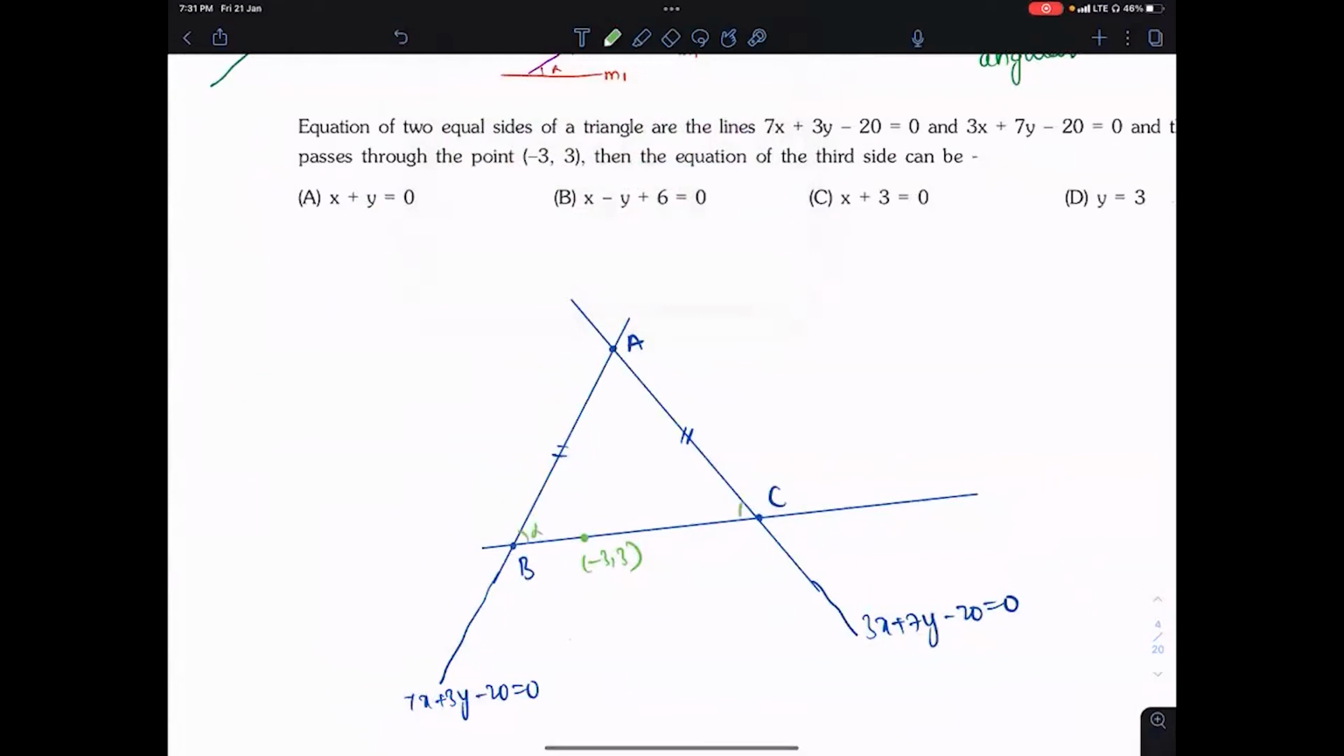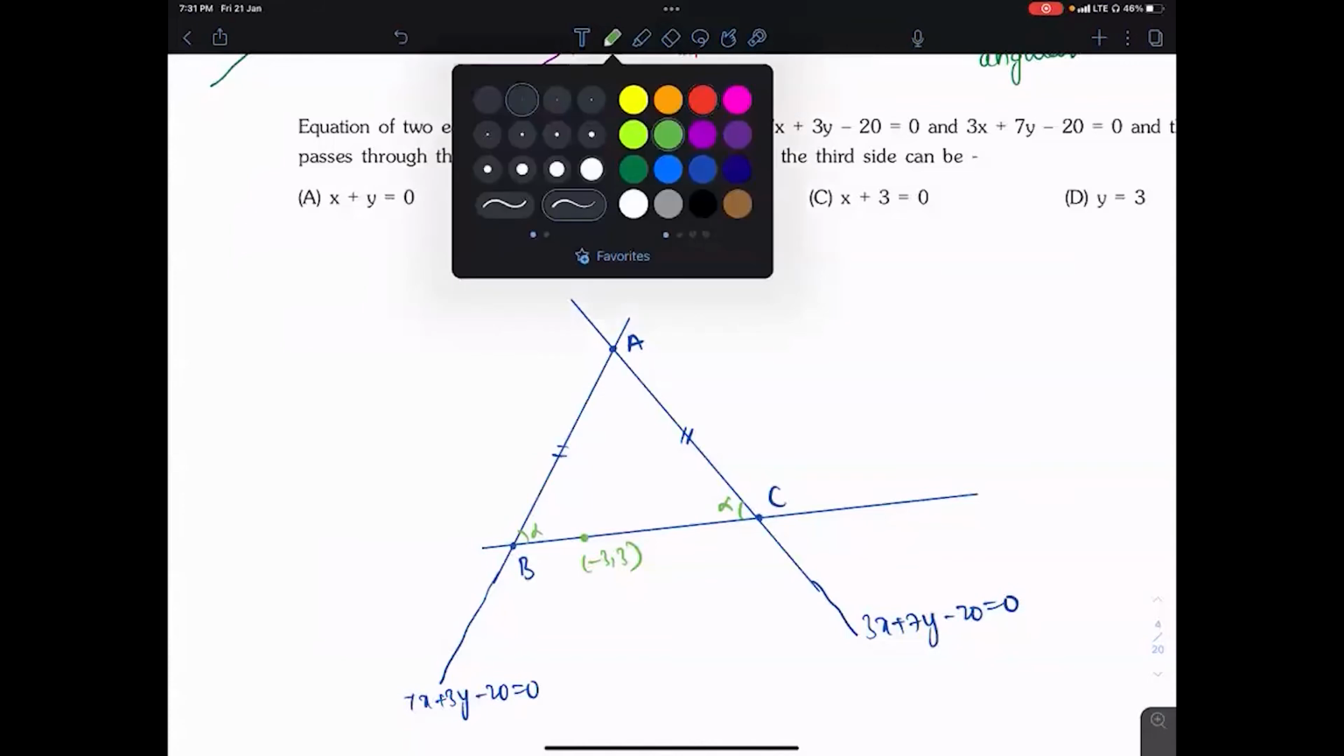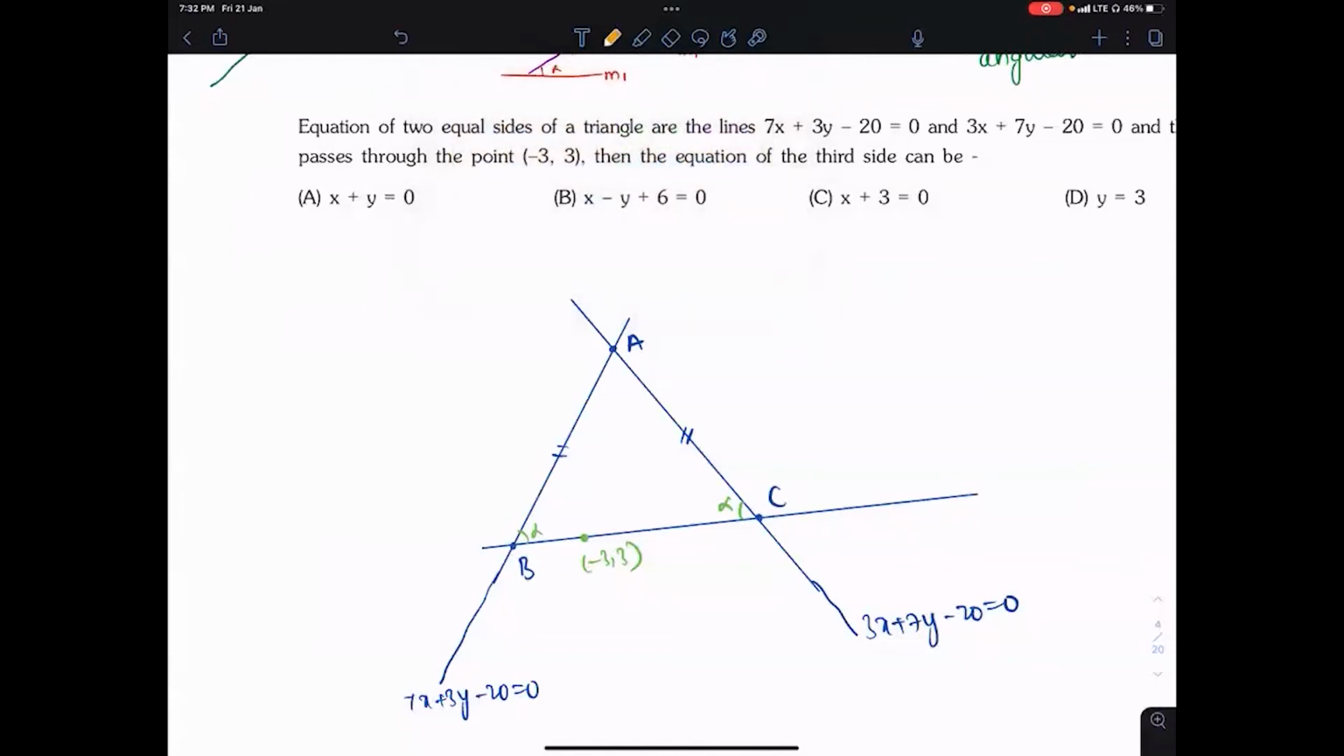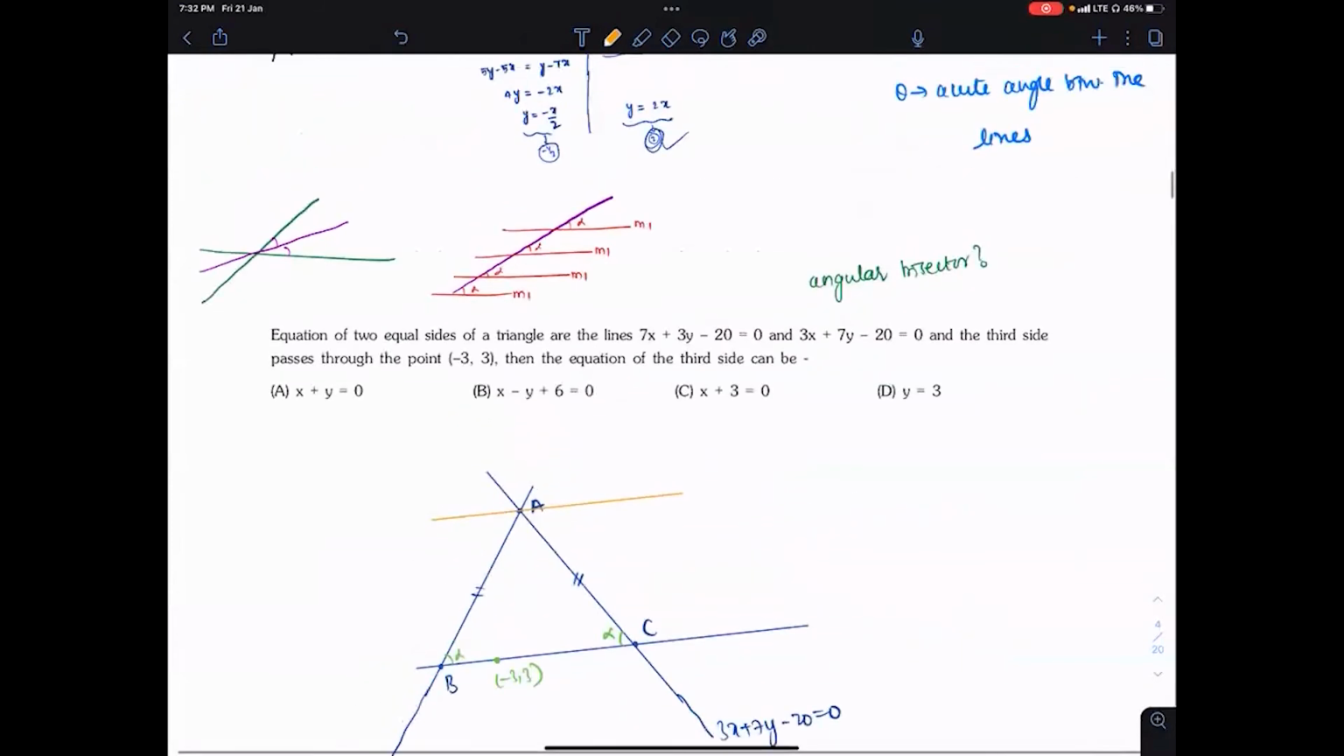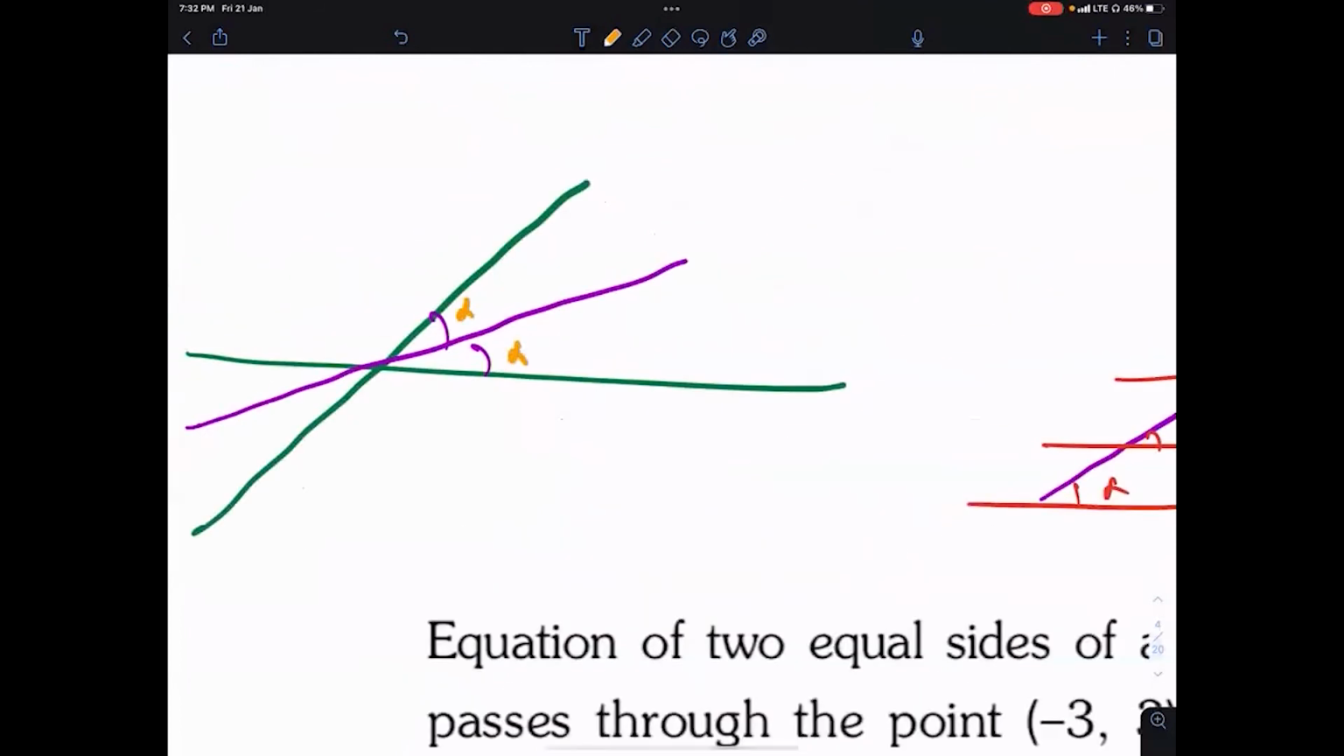Here you see, since it is an isosceles triangle, is this line BC making equal angle with AB and AC? Alpha and alpha. So this BC must be parallel to the angular bisector of these two sides, AB and AC. Why? I'm just explaining the reason again. Because what is an angular bisector? A line which makes equal angle with two given lines.